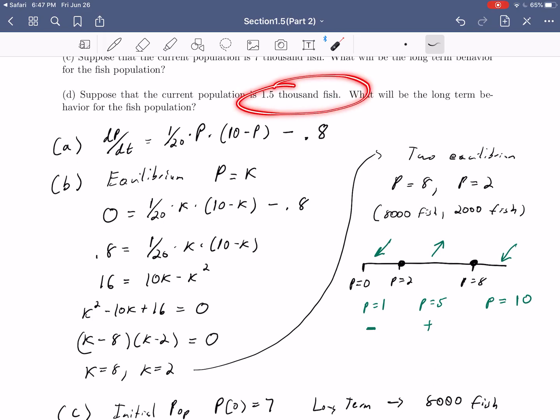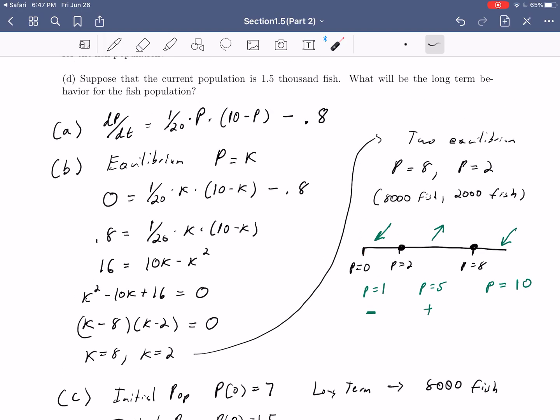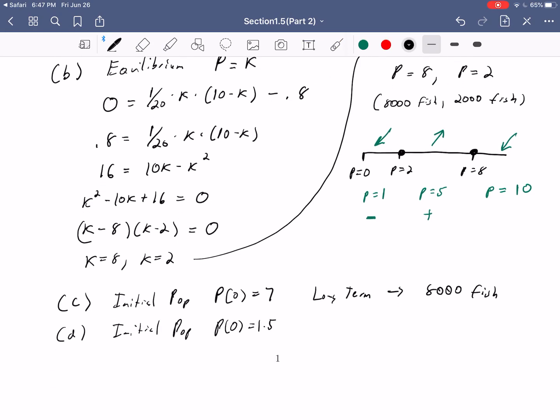What about the 1.5 thousand? Well, for that, if we have our initial population here, P of 0 equals 1.5, well, then we'd be over here. And unfortunately, the population would not grow rapidly enough to make up for what was being harvested. So the long term here in real life would mean that we would go to 0.